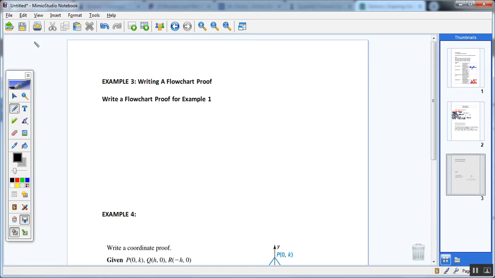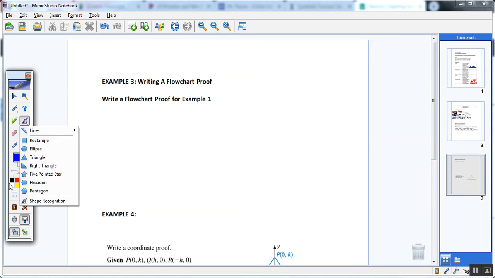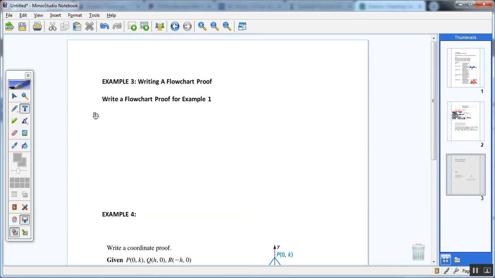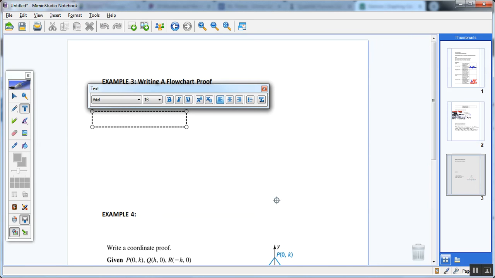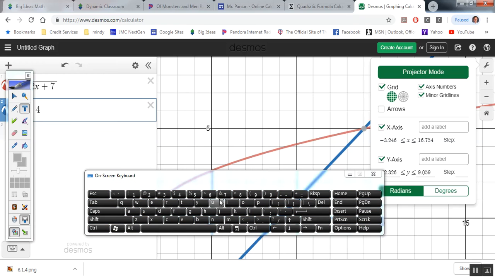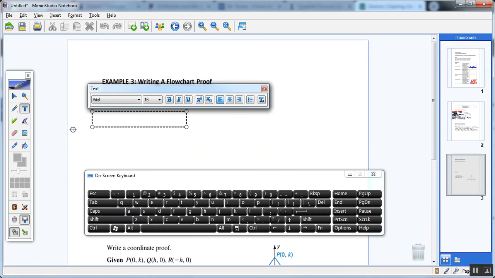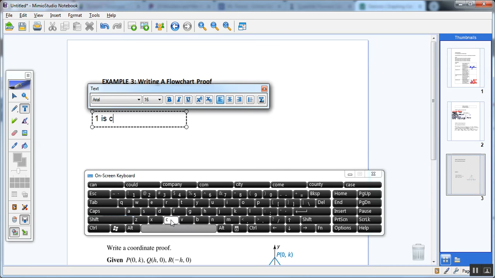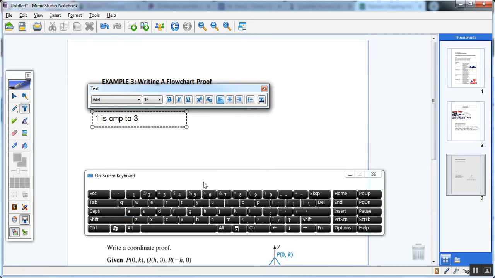First thing that we had here was, I'm going to make a little box here. I think you should do the same for this as well. Text box. Where's my text box? There it is. Okay. First box I'm going to put up there: angle 1. Is it okay if I write 1? 1 is complementary to what? Type on the computer. 1 is complementary to 3. You guys got it?